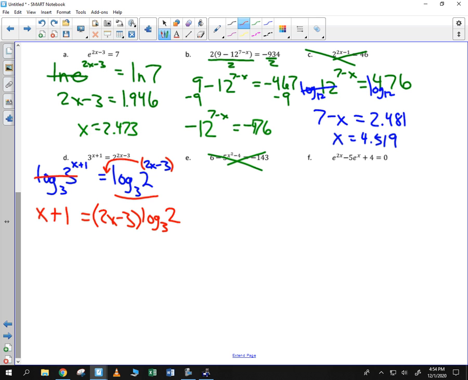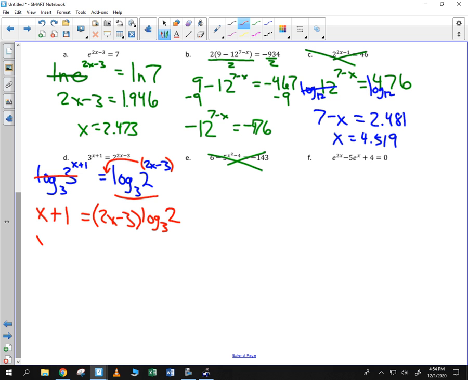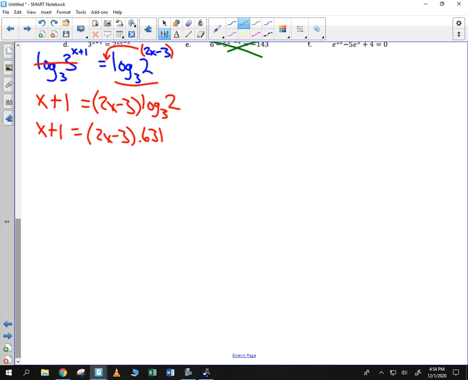Isn't the log base 3 of 2 just a number? For example, if you take the log of 2 and divide it by the log of 3, you can see that you get 0.631. So we have x plus 1 is equal to 2x minus 3 times 0.631. Now we have a basic equation that we can solve.